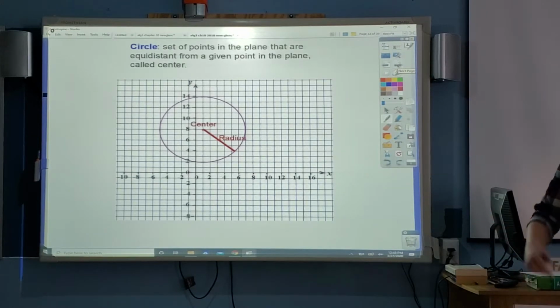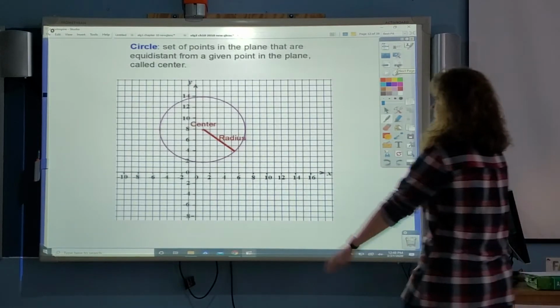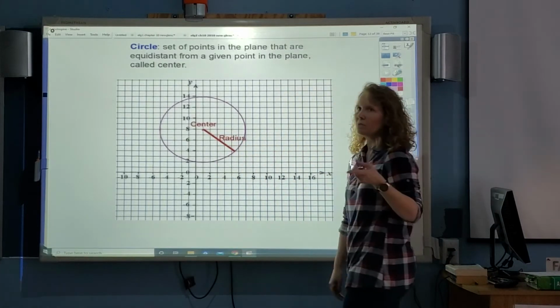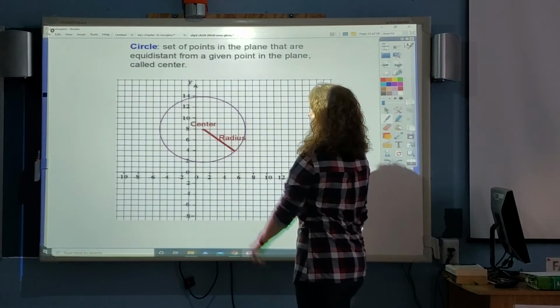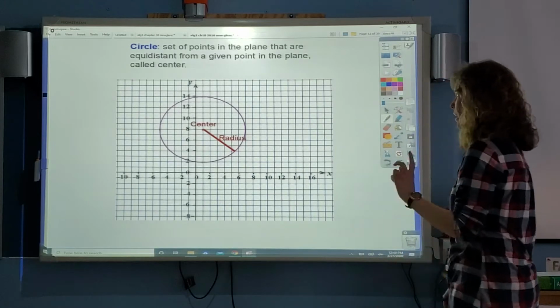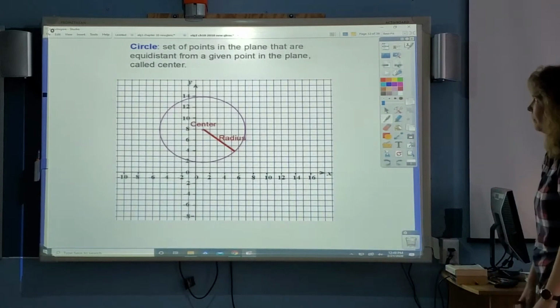Here's your, you can sketch that out on your notes. This is the radius. That's going to be important when we look at the equations, and of course the center point is very important to a circle, and we'll get that from our equation as well.